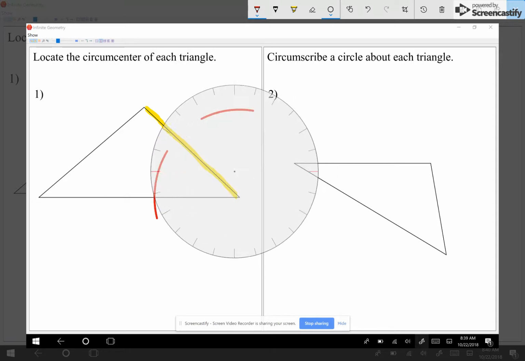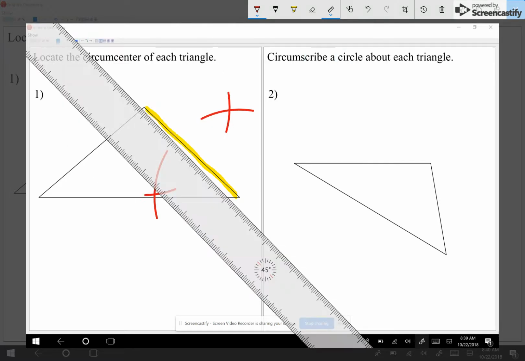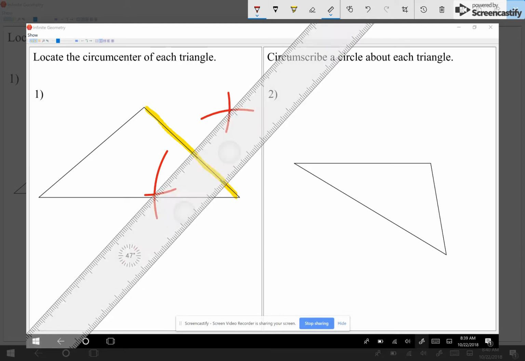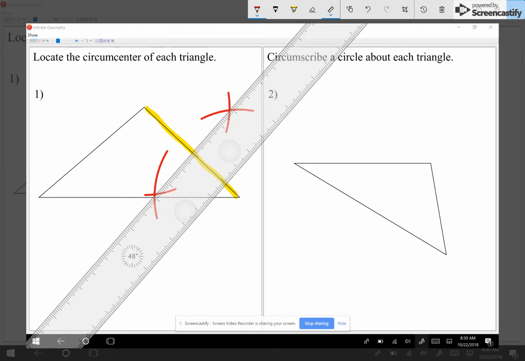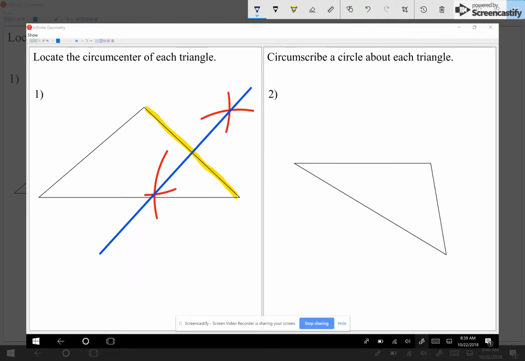I'm going to keep the same aperture of the compass and go to the other end of the segment, and do an arc on each side of the segment. If I connect these two intersections, I'm crossing my segment at 90 degrees through the middle. Let me do blue for this one. I'm just going to do a big segment like that. Okay, so I did one segment and I crossed it at 90 degrees through the midpoint.